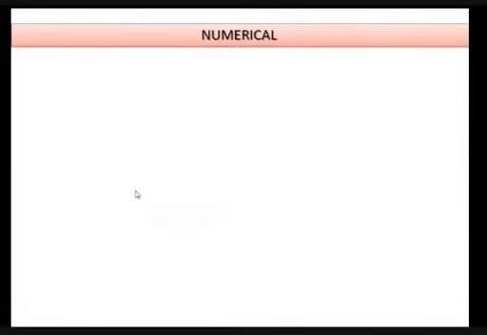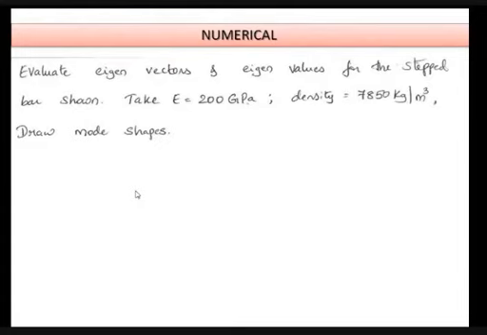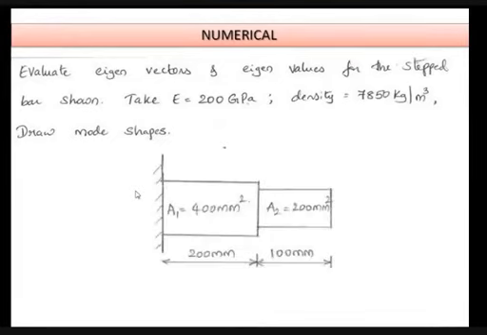Let us see a numerical on how to find out the eigenvalues and eigenvectors. Evaluate eigenvectors and eigenvalues for the step bar shown. Take E equal to 200 GPa, density 7850 kg per meter cube. Draw mode shapes. So here, if you see, it is a step bar which is fixed at one end.